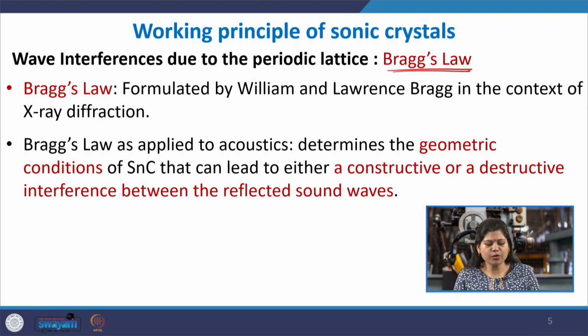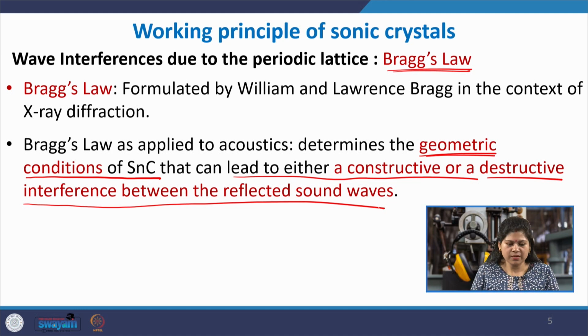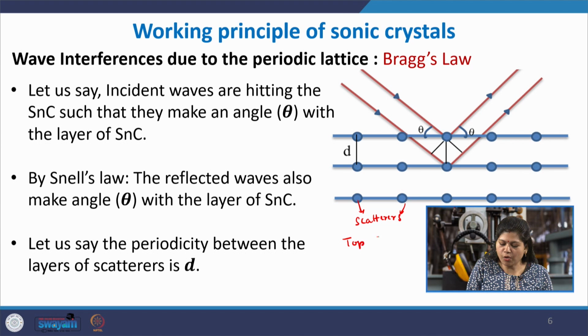So Bragg's law is applied to acoustics, and in the case of the sonic crystal it can be used to determine the geometric conditions of a sonic crystal such that it can lead to constructive or destructive interference between the reflected sound waves. Let us see here, let us say this is a top view of a sonic crystal. These are your scatterers, arranged in some kind of ordered fashion. It is a 2D sonic crystal, let us say.